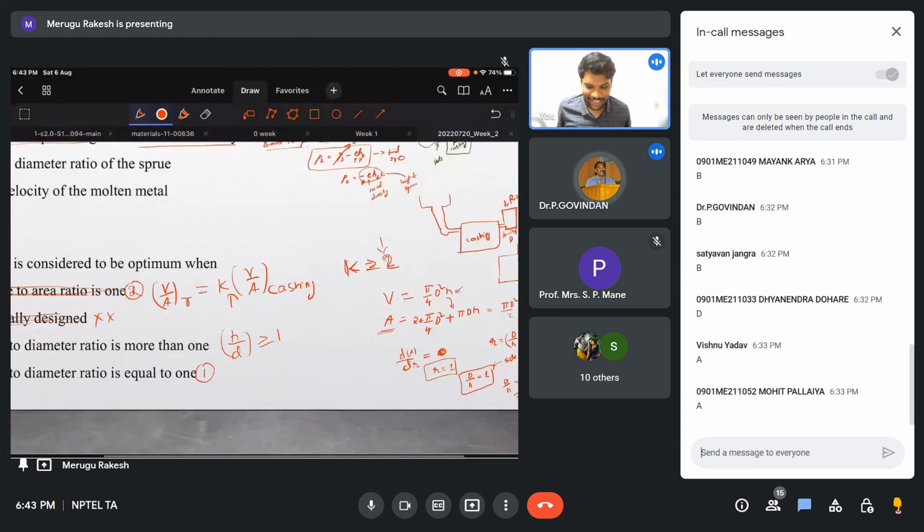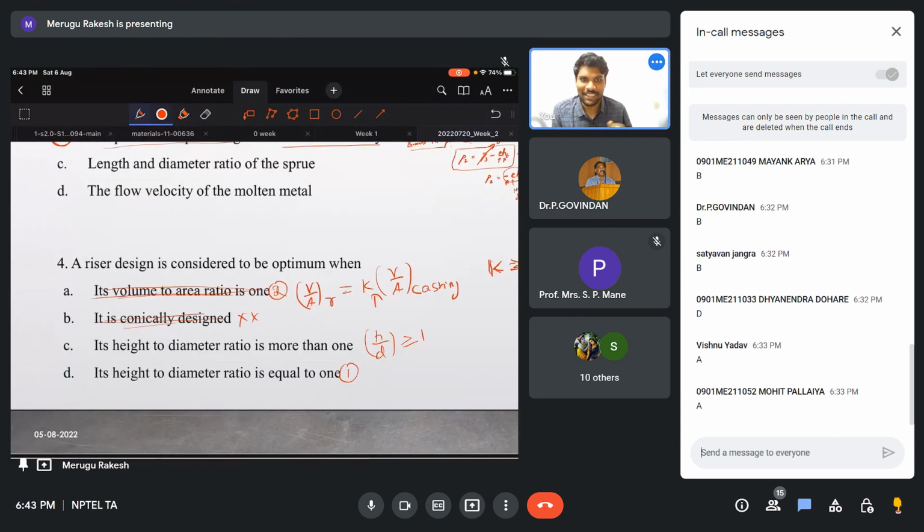If you see the class, according to the class, these questions were framed. But in general, if any question is asked in competitive exams, they will specify clearly side riser or top riser. Okay, yeah. Thank you.